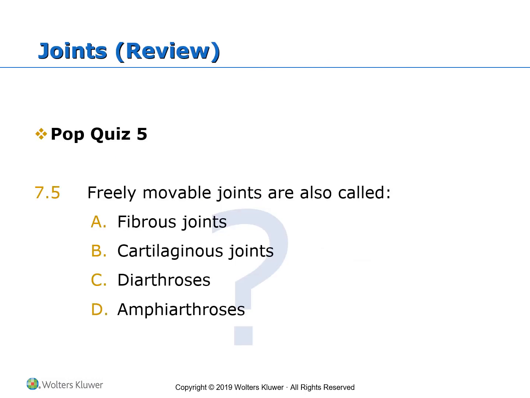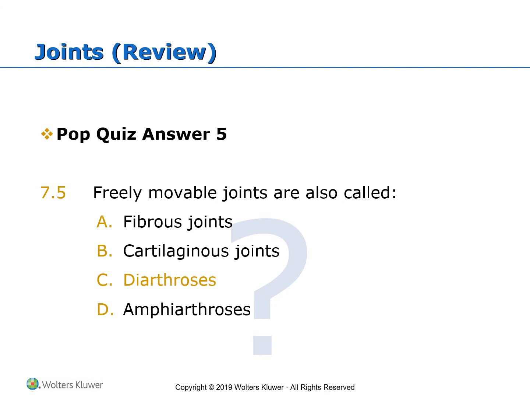So question number 5, freely movable joints are also called fibrous joints, cartilaginous joints, diarthrosis, or amphiarthrosis. The answer is diarthrosis. The freely movable joints are diarthrosis.